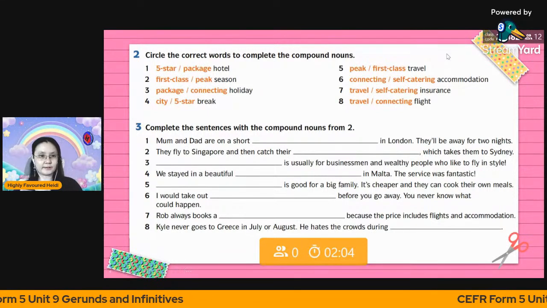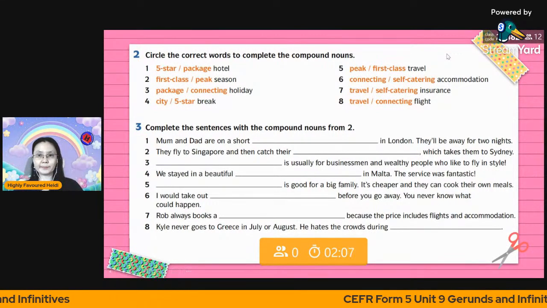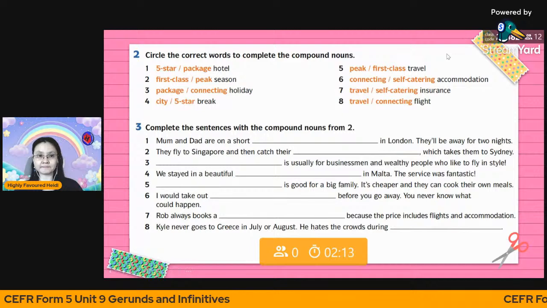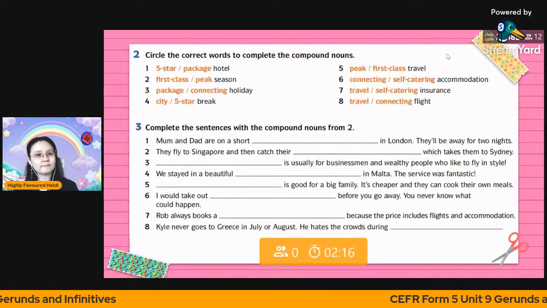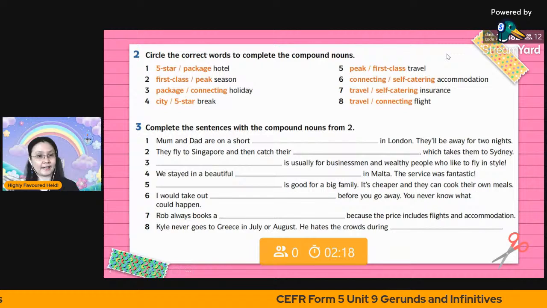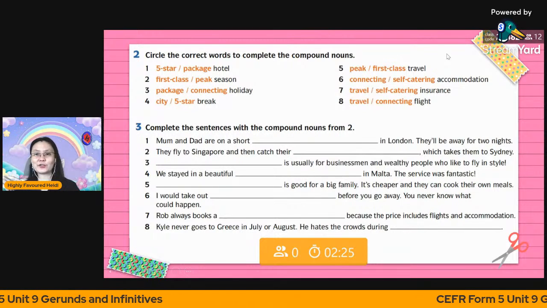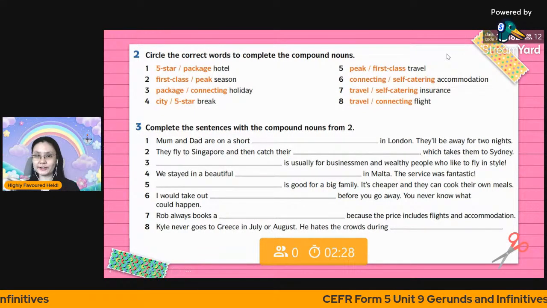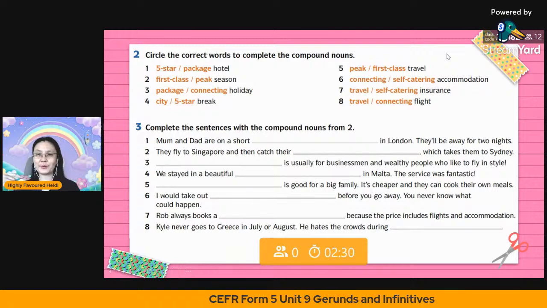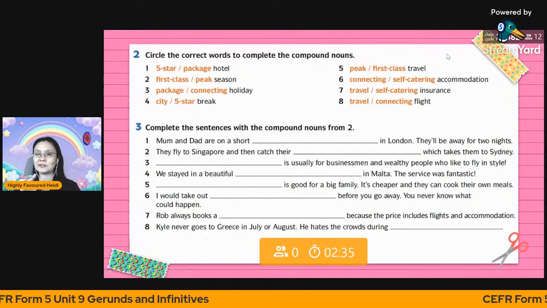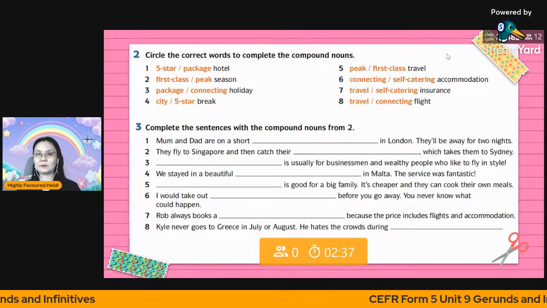Okay, let's look at this one. So you're supposed to know hotel, how to put compound nouns: season. What is season? Then holiday, and then break, B-R-E-A-K, break. Then you have travel, accommodation. Yesterday I tried to explain to you what is accommodation. You will see this word very frequently throughout this topic, because the unit is getting away. Basically, it's still with accommodation.